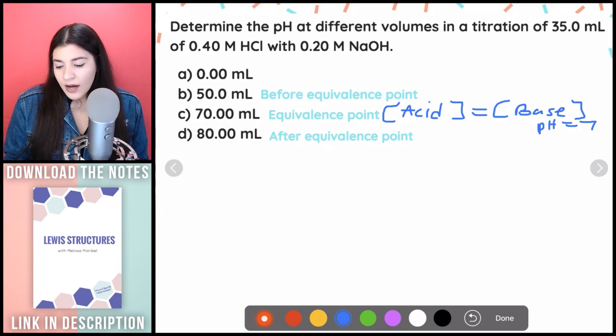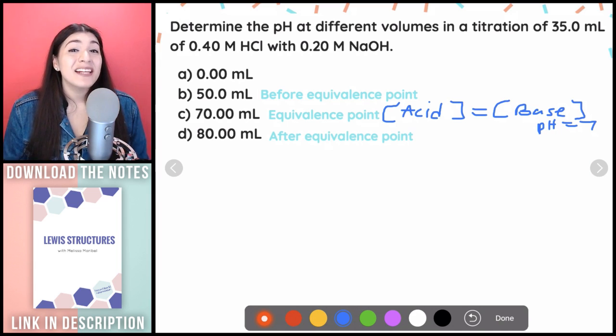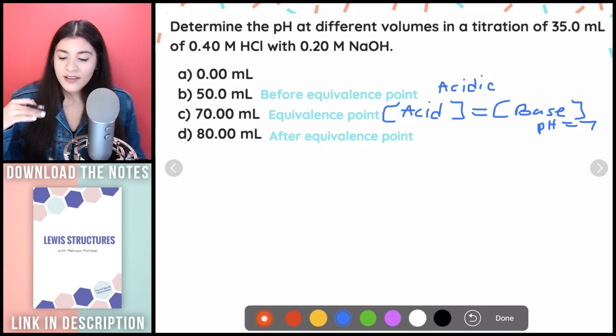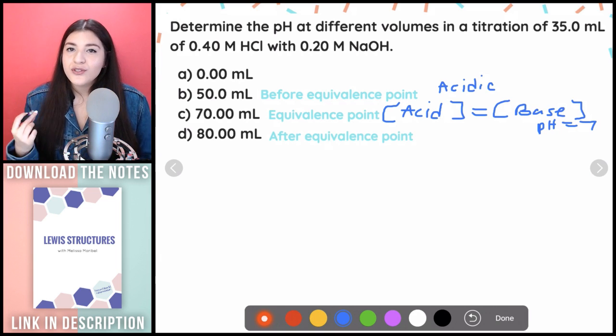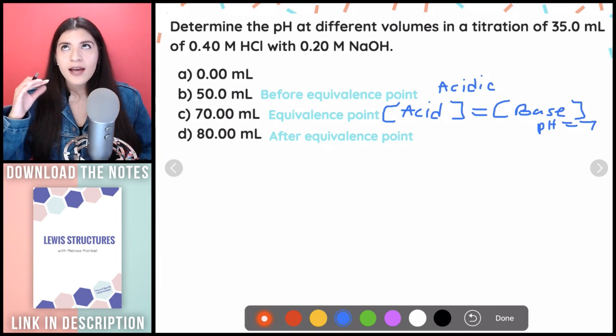So now, if I'm looking at part B, before equivalence point, well, if it's before equivalence point, that means I haven't added enough base, so it's most likely going to be more acidic. Right? So this is why knowing the equivalence point is going to help us so much because we'll be able to figure out, is it going to be more acidic?